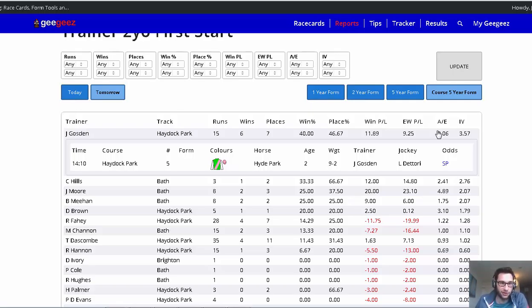You could back John Gosden first time out 2-year-olds at Haydock, I think, with probably some confidence that over time you would do fairly well. So the 2:10 Haydock is Hyde Park. So I've just noted that down.